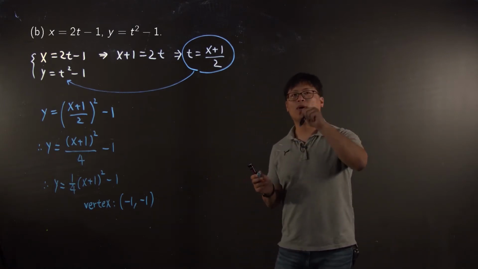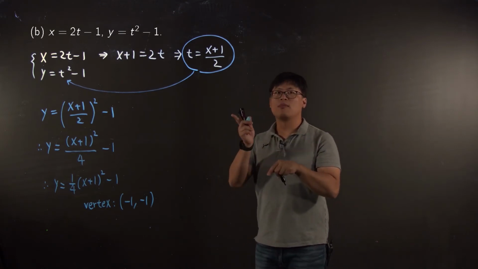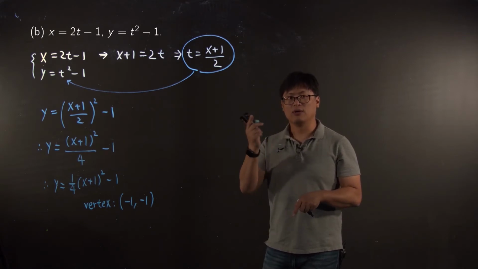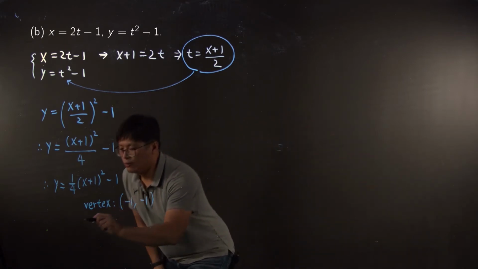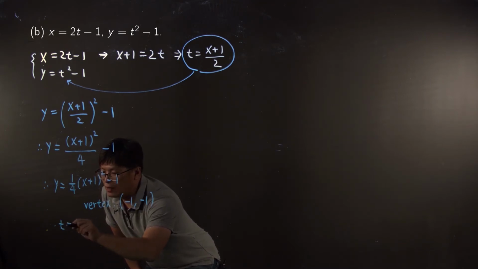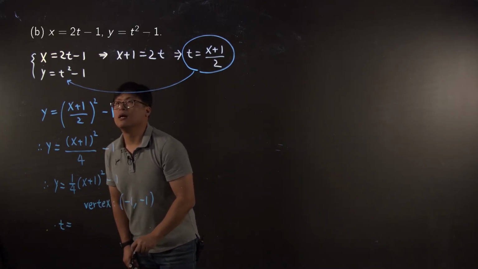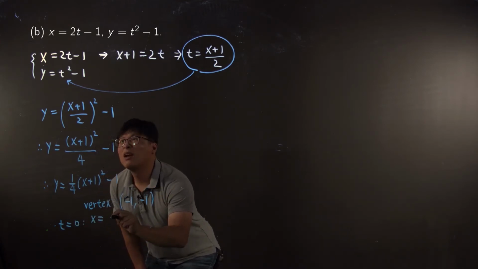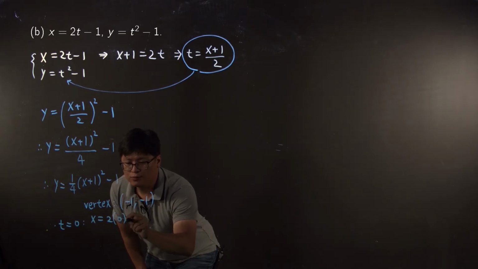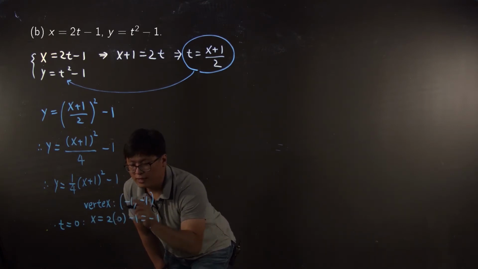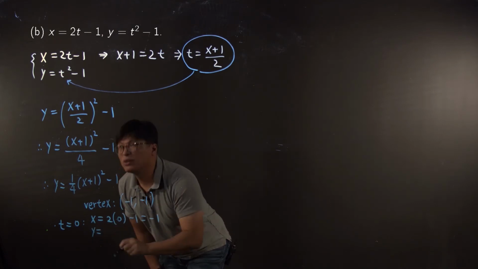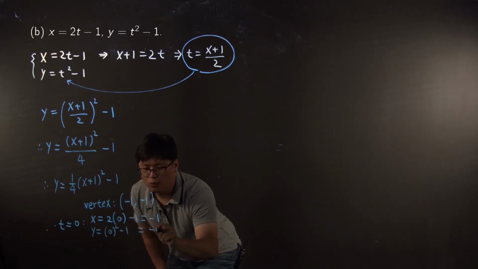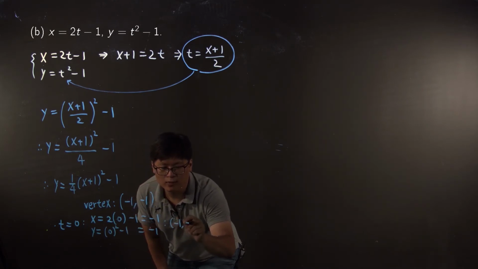Oh, before doing that, in this problem, since your parameter t is increasing, we are going to choose two different t values to see the direction of motion. There we go. You can choose any number, but let me decide t equal to 0. Then my x is 2 times 0 minus 1, which is -1. That is my x component. And my y component is 0 squared minus 1, which is -1. So my first point is (-1, -1).